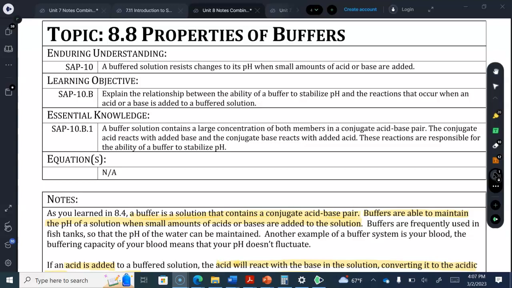Hello everyone, welcome to topic 8.8, properties of buffers. By the end of this, you should be able to explain the relationship between the ability of a buffer to stabilize pH and the reactions that occur when an acid or a base is added to a buffered solution.